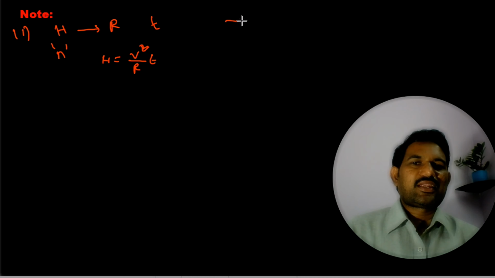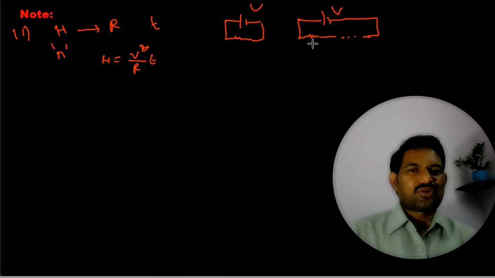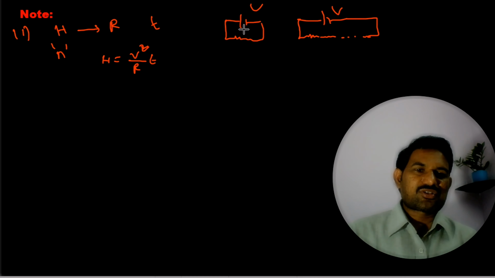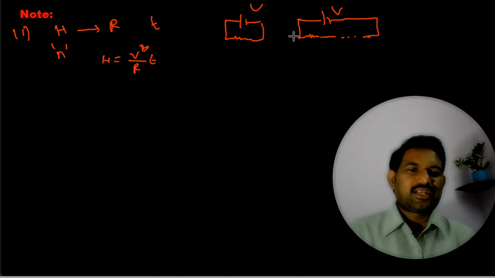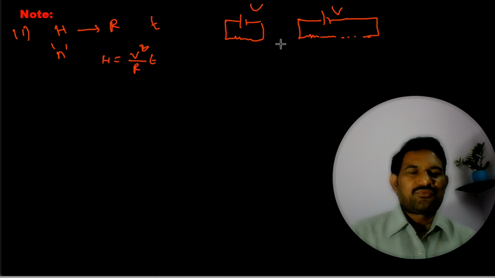Now we are connecting n resistors here. Suppose initially one resistor is connected like this. Now across the same source we are connecting n number of identical resistors. If you take I square RT, then I in the first circuit and I in the second circuit will be different, so first you need to calculate the I value if you use I square RT. So instead of this, I am taking H is equal to V square by R into T.